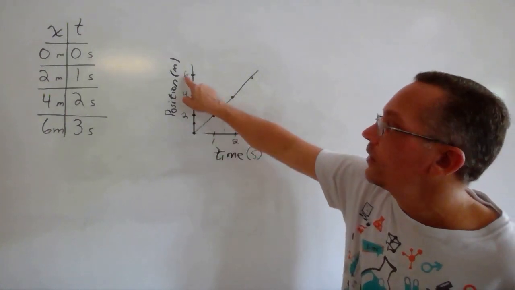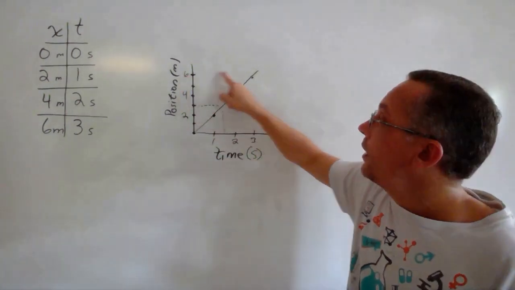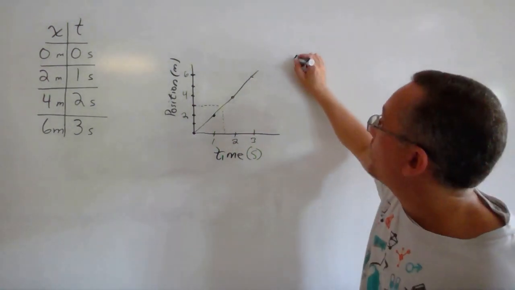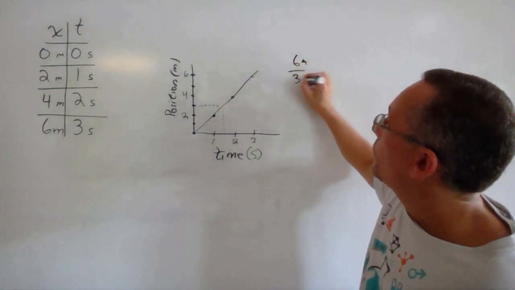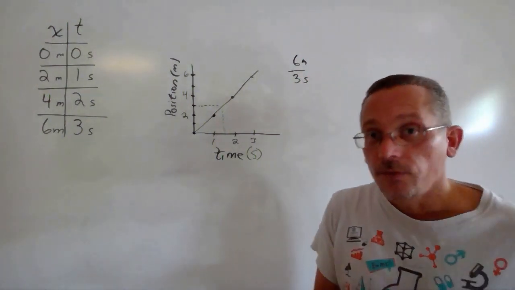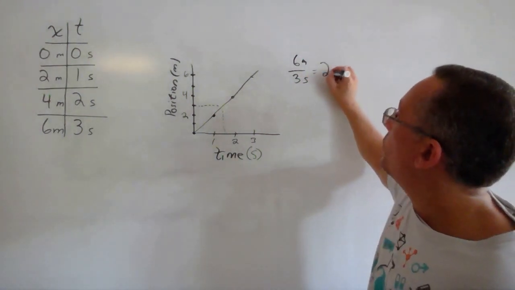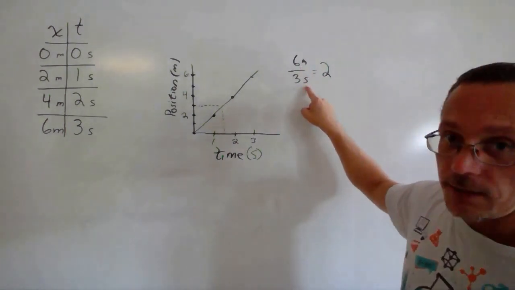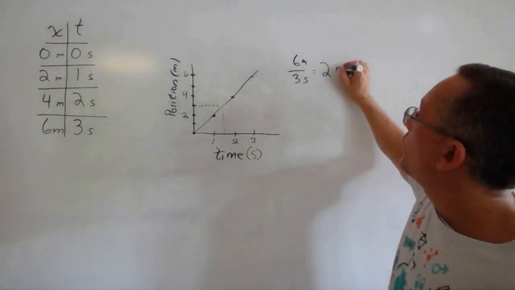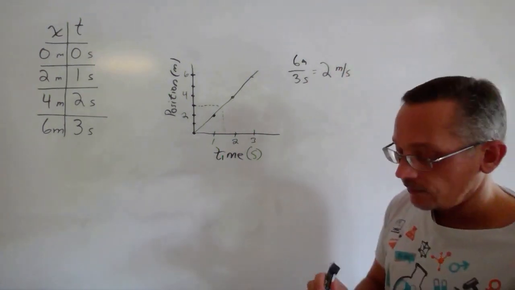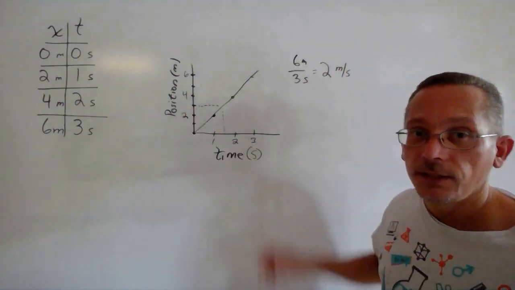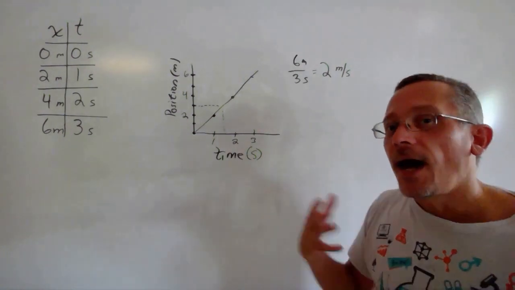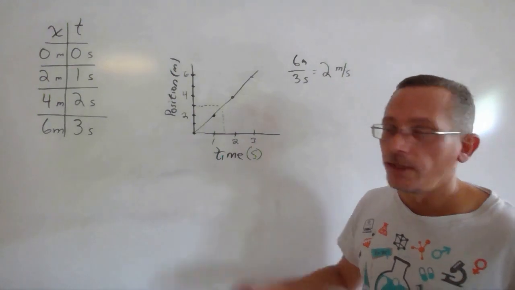It rises how far? It rises 6 meters and it runs 3 seconds, right? So 6 meters over 3 seconds. 6 over 3 is 2. And what are my units going to look like? I've got meters over seconds. So I'm going to call that meters per second. So the slope of this line is 2 meters per second. That's the velocity. That tells me how fast the ball is moving.